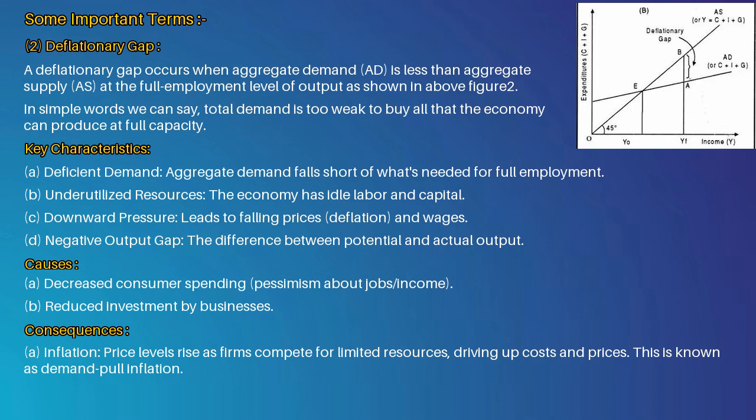Key characteristics. A. Deficient demand. Aggregate demand falls short of what's needed for full employment. B. Underutilized resources. The economy has idle labor and capital. C. Downward pressure. Leads to falling prices, deflation, and wages. D. Negative output gap. The difference between potential and actual output.